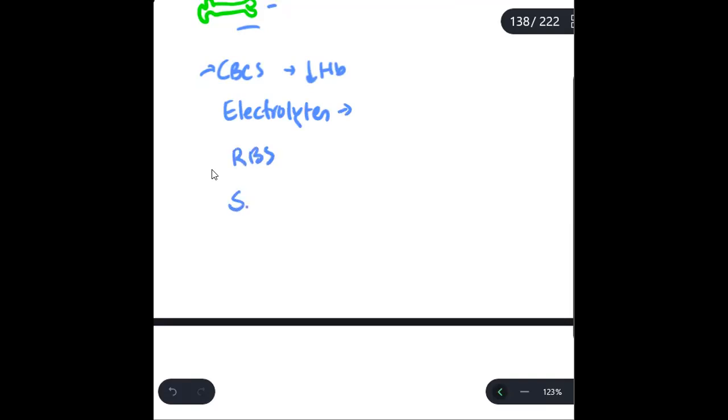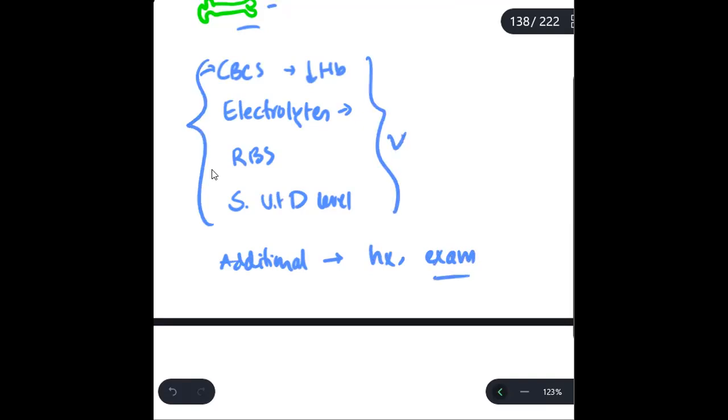You can also do serum vitamin D levels and additional investigations based on the patient's history and examination findings. But those are the common ones. I mean, do them in almost every patient.